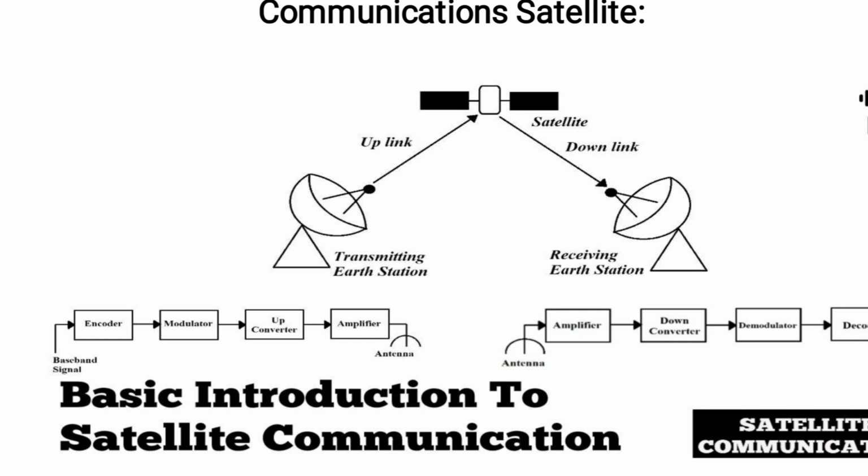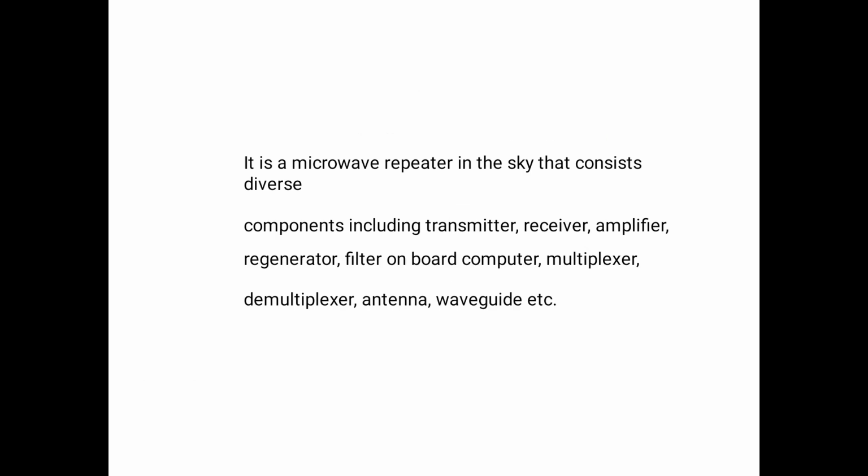Some of the components on the transmit side are the encoder, modulator, upconverter, amplifier and antenna, and on the receive side the antenna, amplifier, down converter, demodulator and decoder. It is a micro repeater in the sky that consists of diverse components including transmitter, receiver, amplifier, generator, filter, onboard multiplexer, demultiplexer, antenna and waveguide, etc.